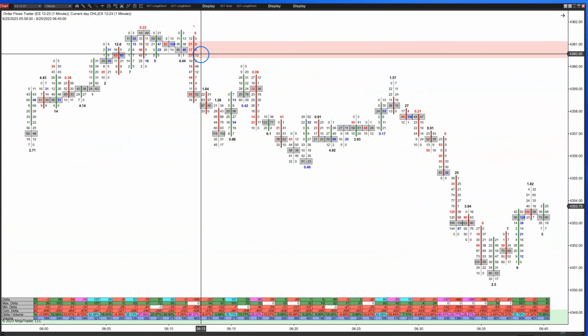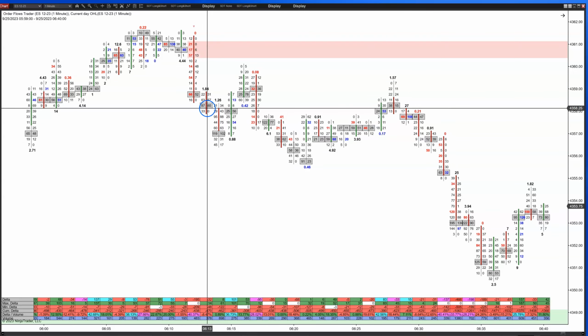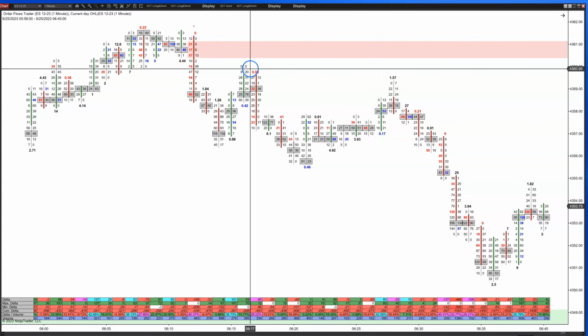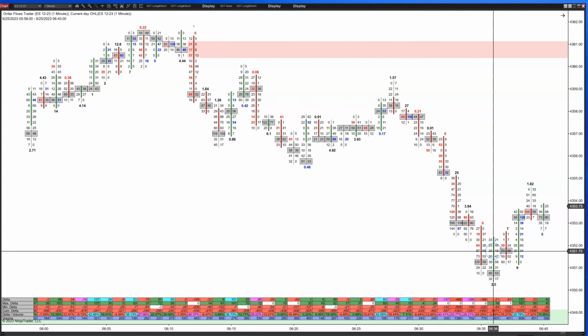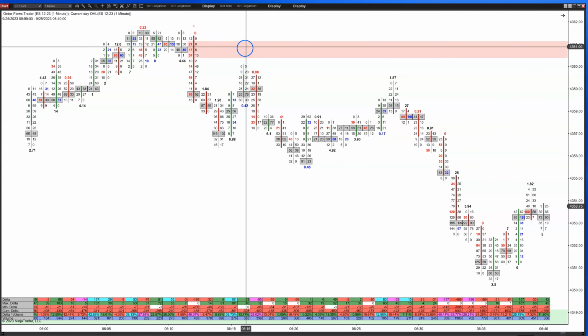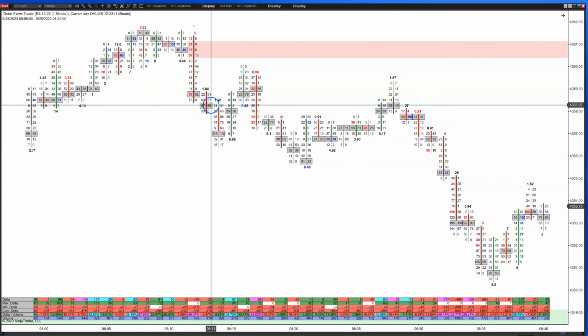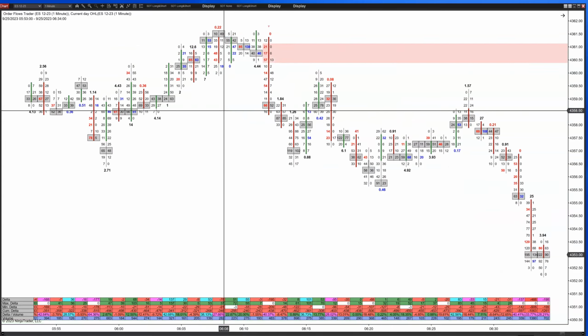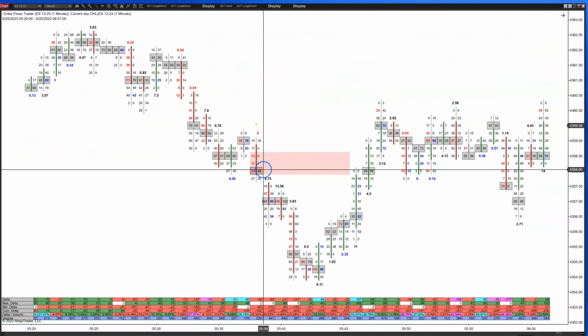But here's a nice stack selling imbalance. We're trading below it, which is what you see it sort of come back up, testing, and then sell off. So when I see these stack selling imbalances that are not retested as well, to me, those are great opportunities. Here's another one.